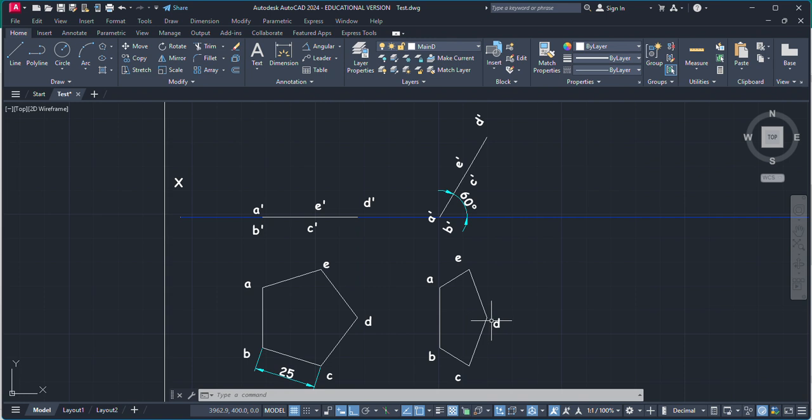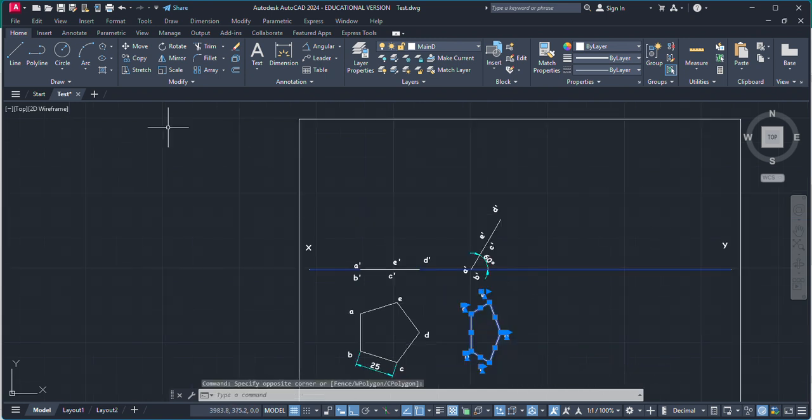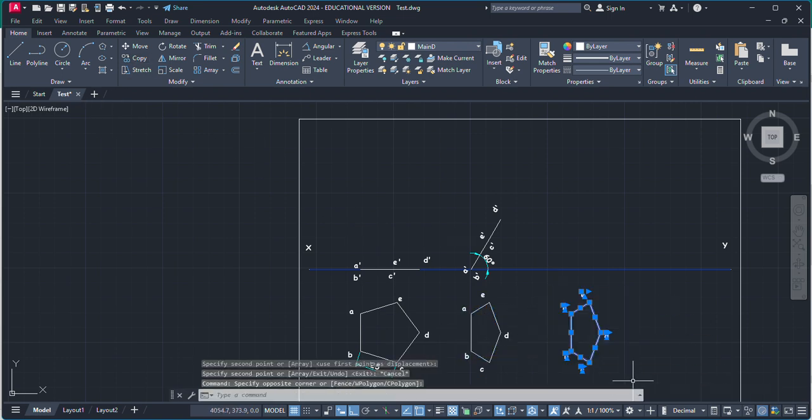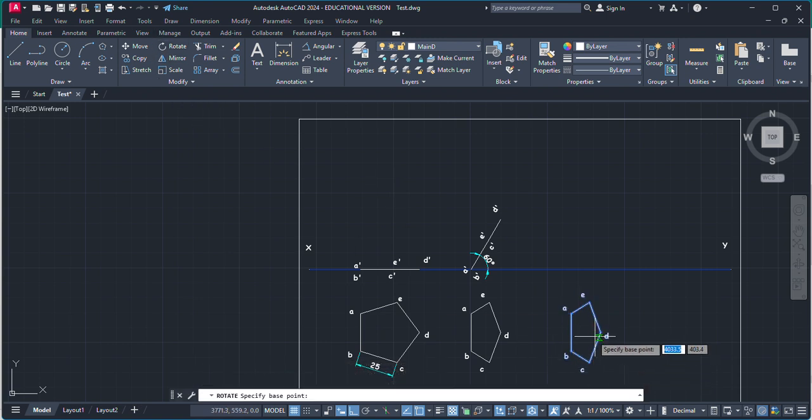So you have to rotate it in such a way that after rotation it is going to coincide with the reference line. So just select this, now copy and rotate it in such a way that after rotation it will coincide with this. So just rotate it first. I'm going to rotate it by 90 degrees.